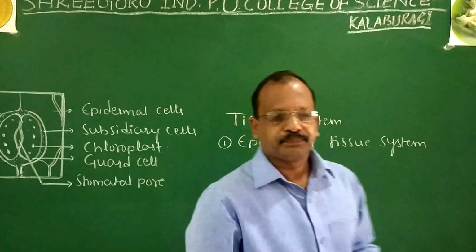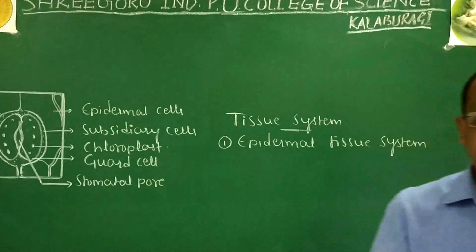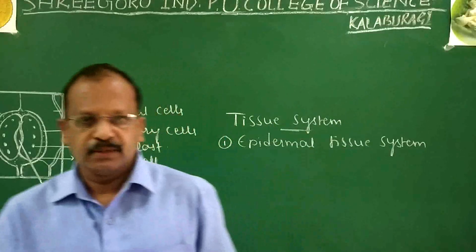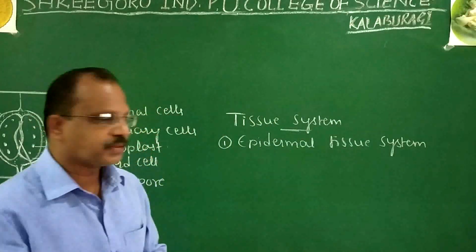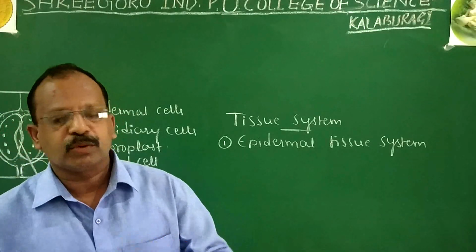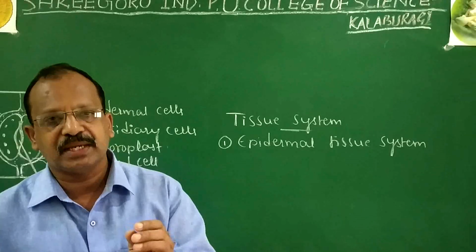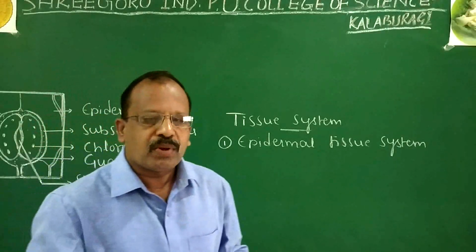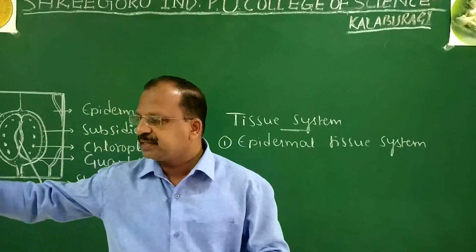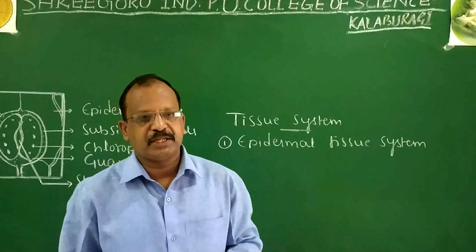So dear students, as you know, we are concerned with the anatomy of flowering plants. Initially we came across the meaning of anatomy. Followed by that, I introduced the classification of plant tissues. Plant tissues are broadly classified into two groups: meristematic tissue and permanent tissue.